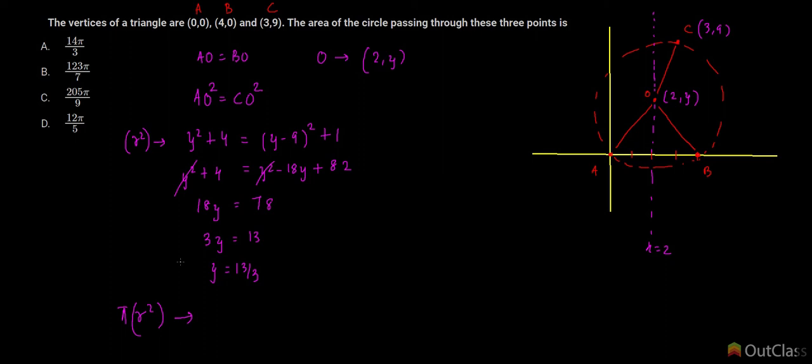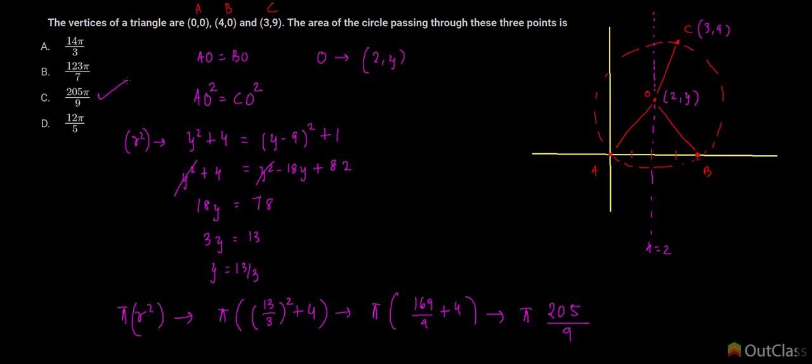What's r square? r square is y square plus 4. So what I want is 13 by 3 squared plus 4 into pi. That would be pi times 169 by 9 plus 4. You will see that this is pi into 205 by 9, which is the third option.